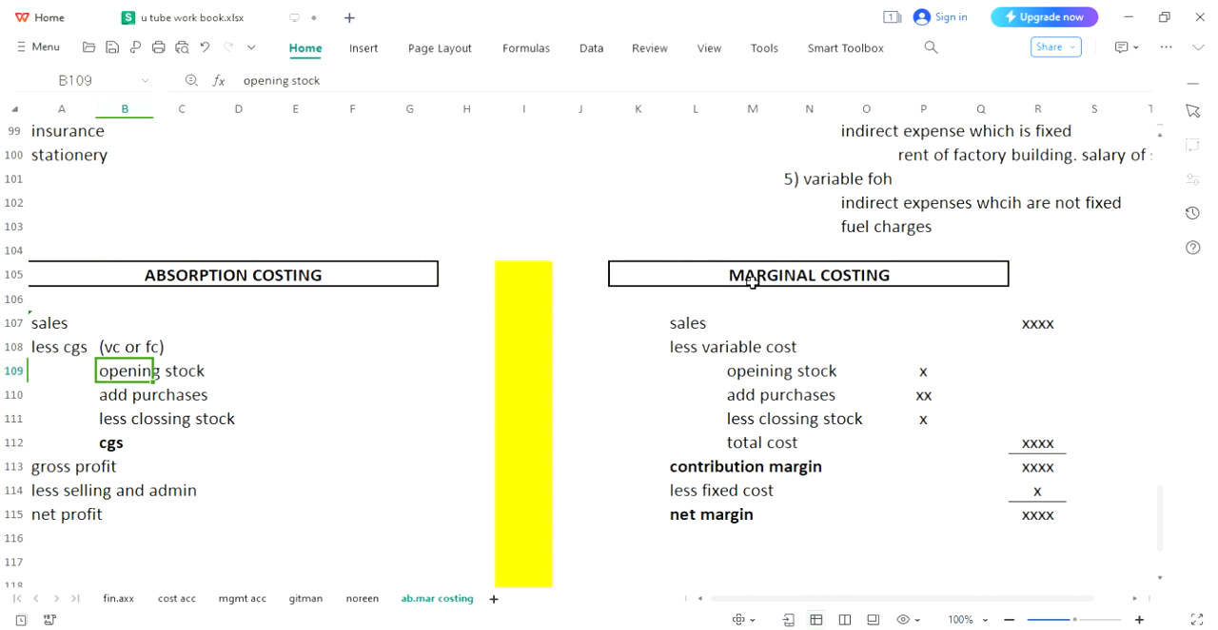Please make the difference. Sale is present over here at absorption costing and sale is present over here at marginal costing. Less cost, but here there is only variable cost. And here cost of goods sold, that means it is variable or fixed cost. Every cost would be written over here.